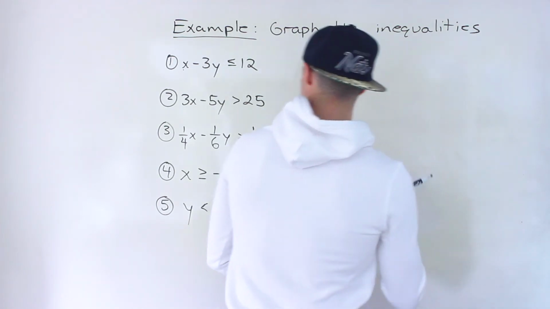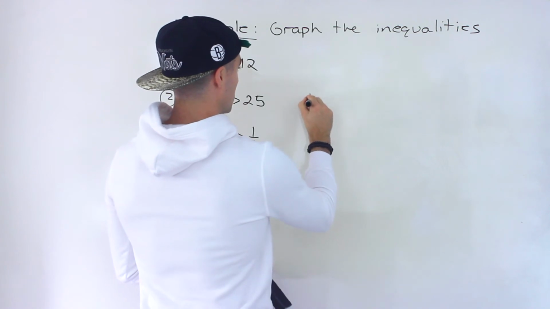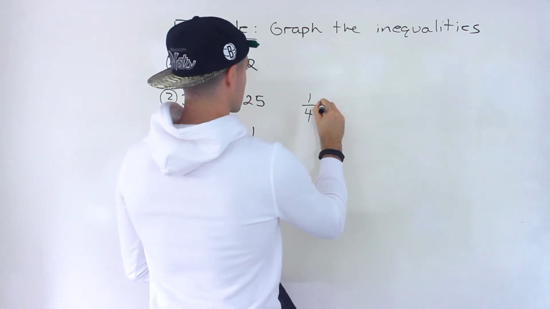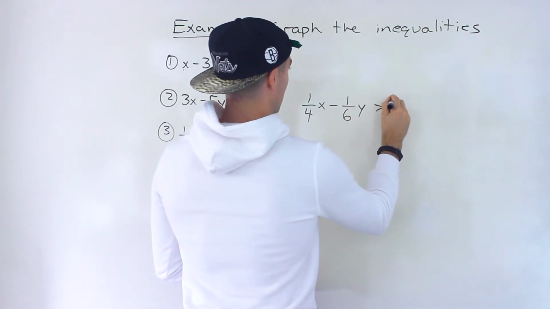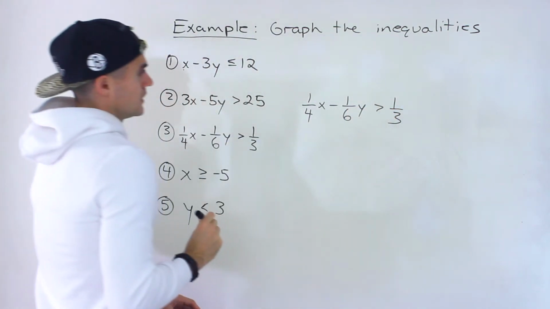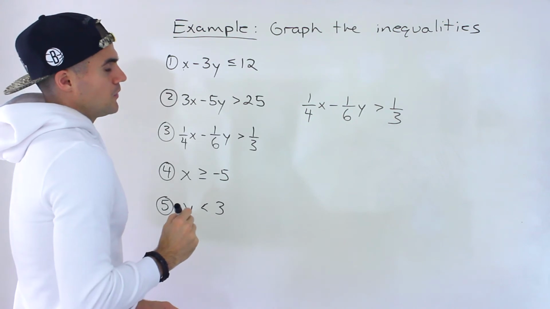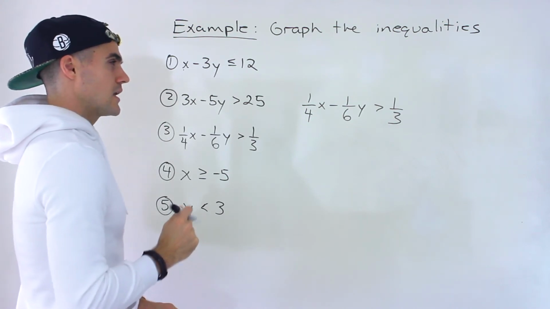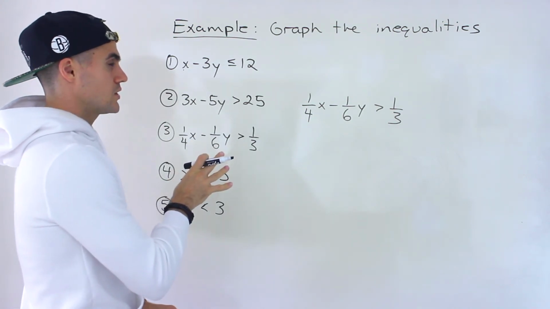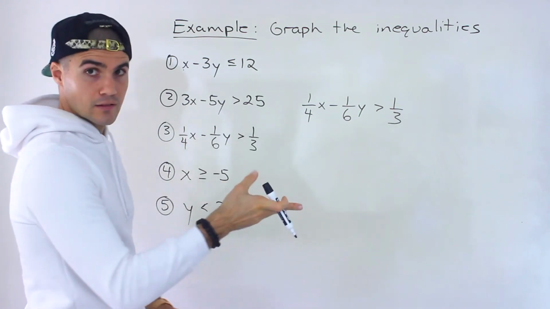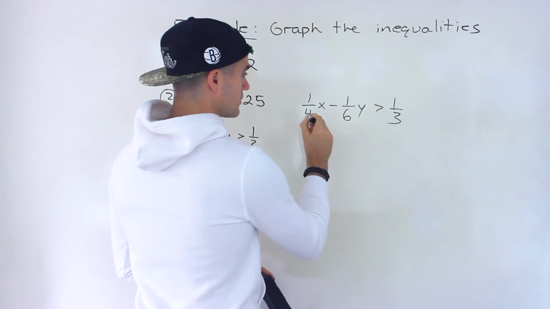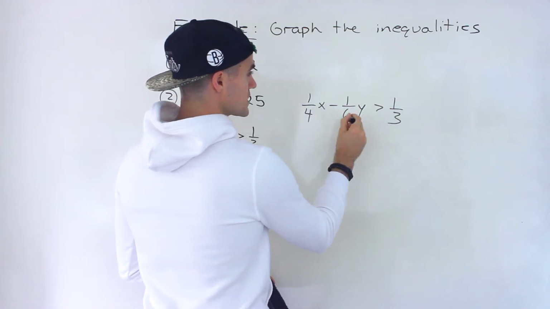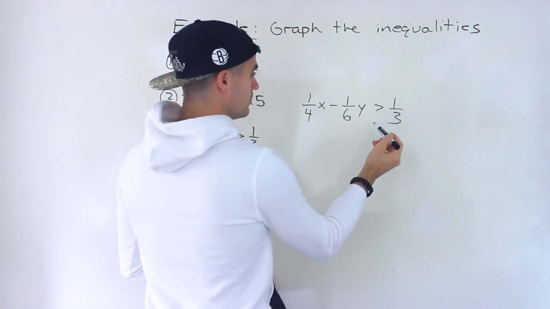Same sort of thing, it's just this one is a little bit more complex because there's fractions, but not too bad. Same thing, we want to isolate for the y. Now, a couple of ways you can do this. You can keep the fractions. You can also multiply everything by the lowest common denominator to get rid of the fractions if you don't want to work with them. So the lowest common denominator between 4, 6, and 3 would be 12.